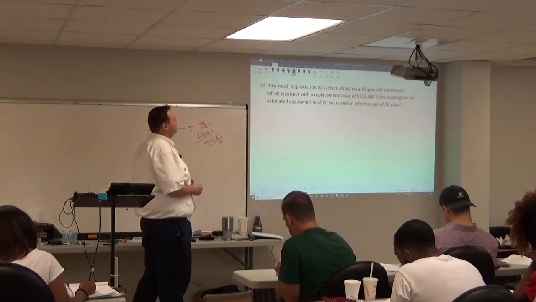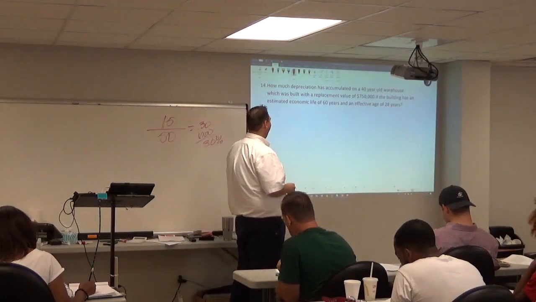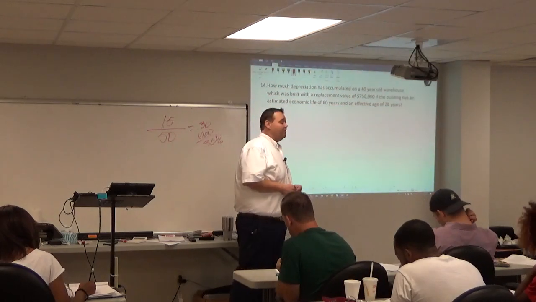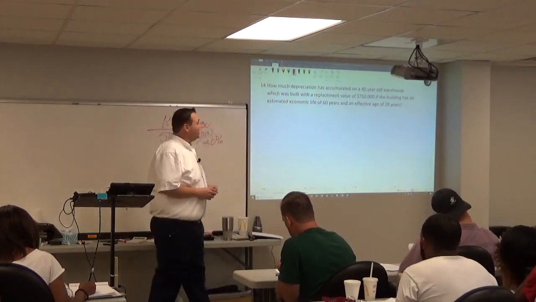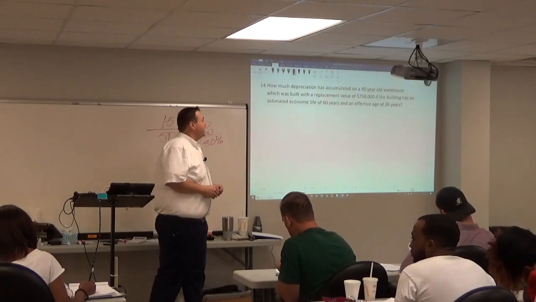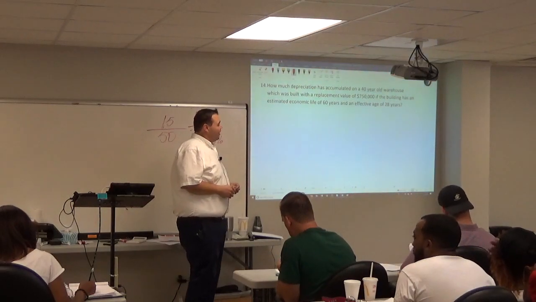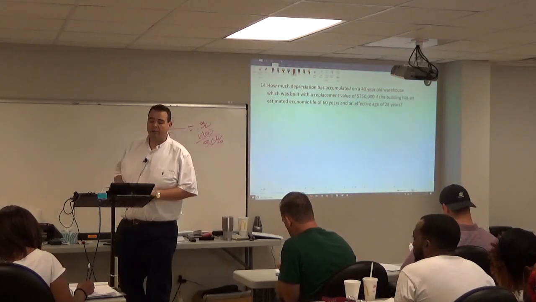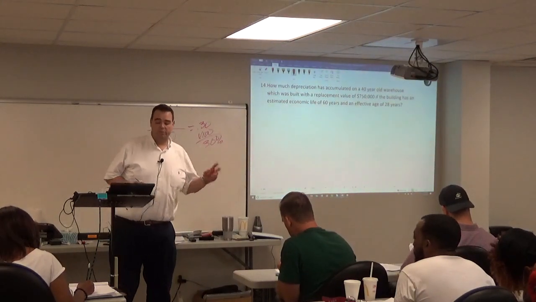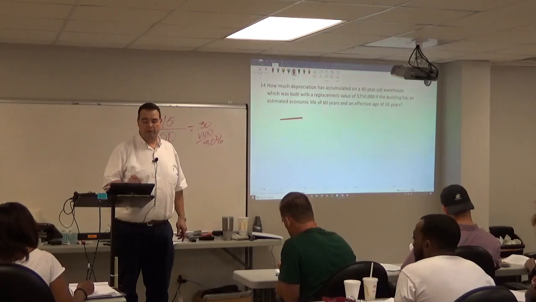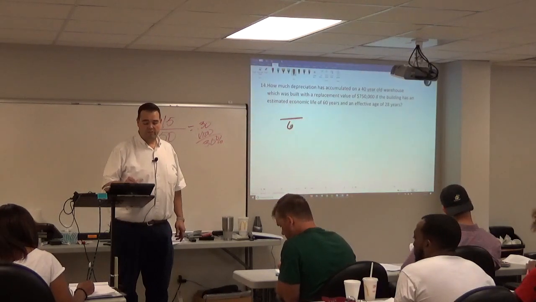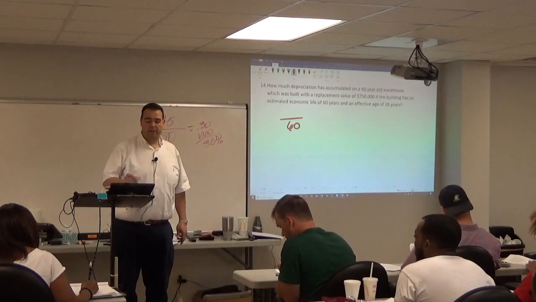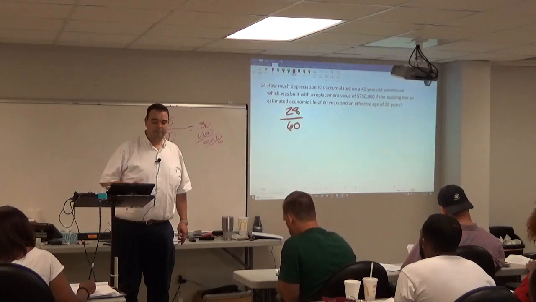Number 14. How much depreciation has accumulated on a 40-year-old warehouse which was built with a replacement value of $750,000 if the building has an estimated economic life of 60 years and an effective age of 28 years? So when we're talking about depreciation, we're going to write down two numbers. On the bottom, we're going to put our economic life. So what is that? 60. And on the top, we're going to put our effective age. So we got what? 28.